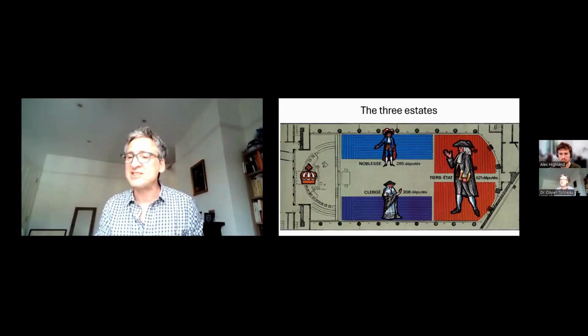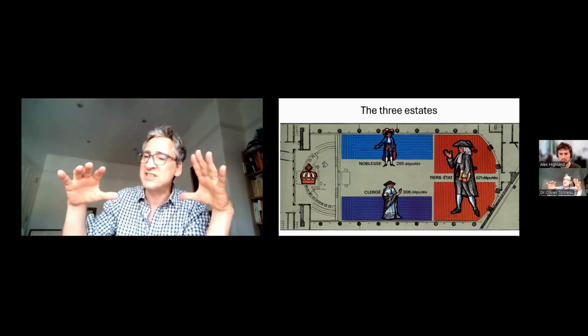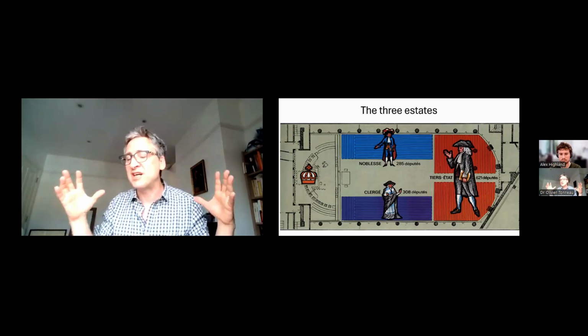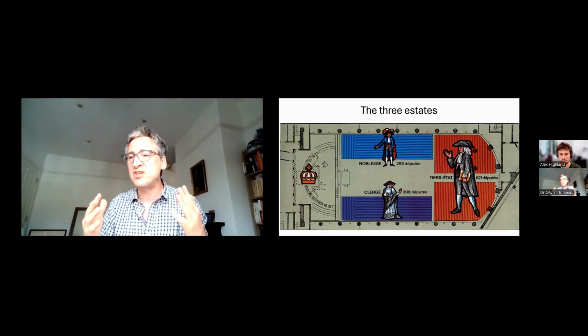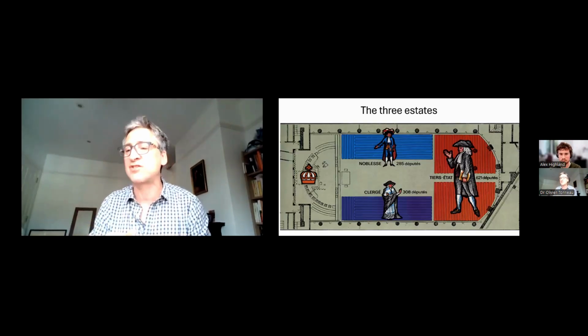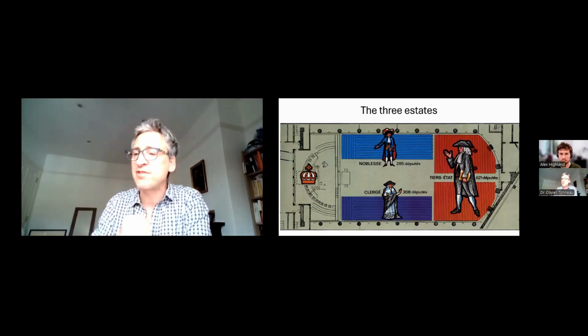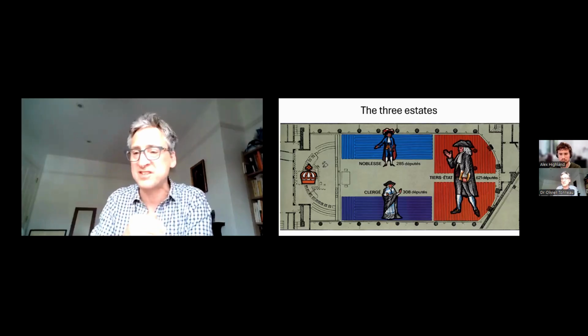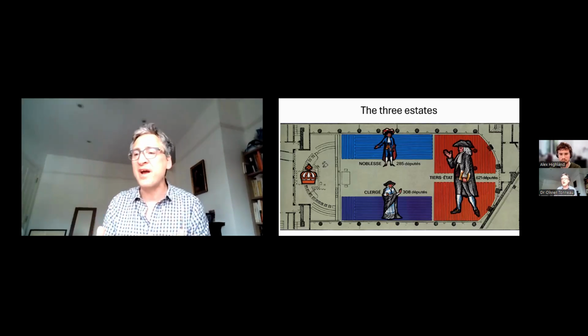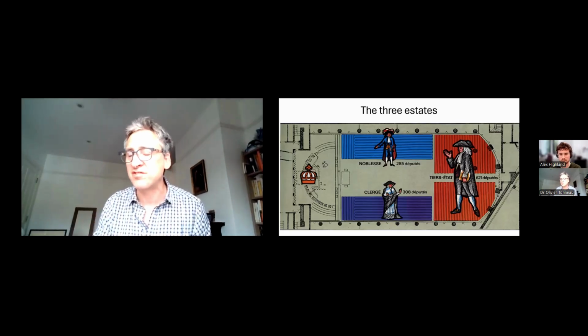This is very interesting. In the Middle Ages, there was this tripartition of society between those who prayed, so that's the church, and their mission was to ensure the salvation of society. Those who fought, and that was the nobility, and their mission was to guarantee the safety of society, and those who toiled, and their mission was to feed society.